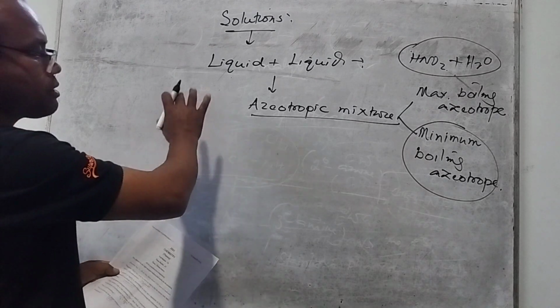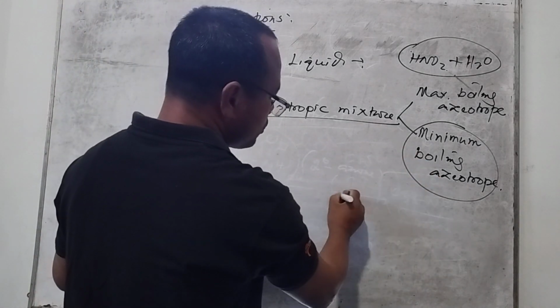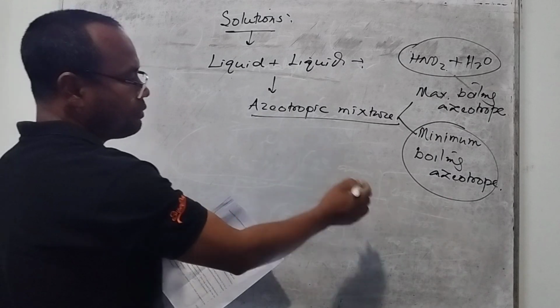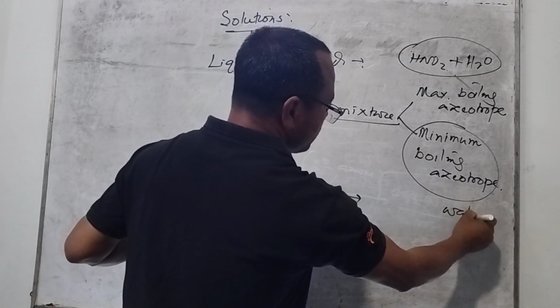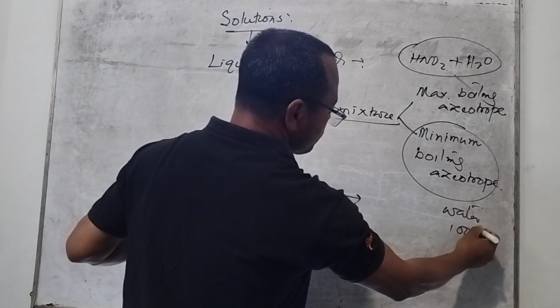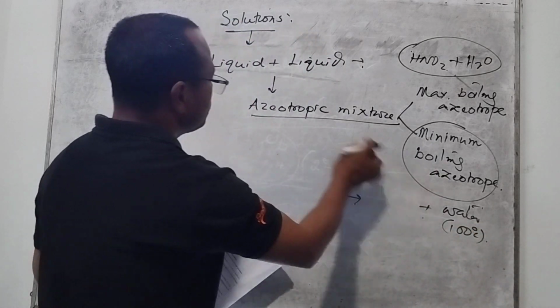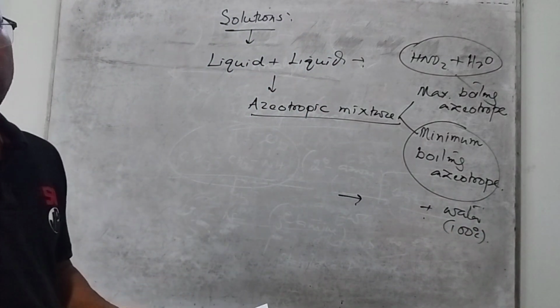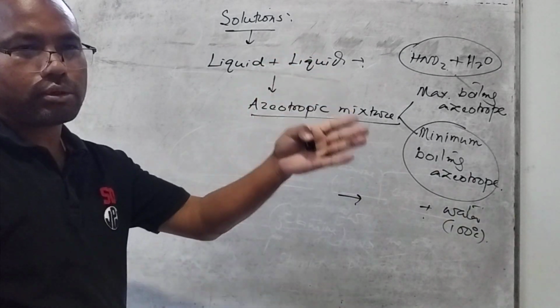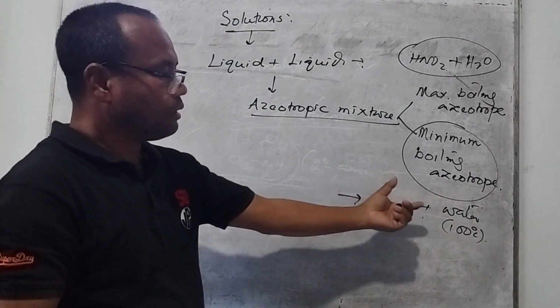So our answer is the minimum boiling azeotrope. What is the example here? One of the components is water. What is its boiling temperature? 100 degrees Celsius. So what liquid can we suggest here? Many liquids are possible along with our water.